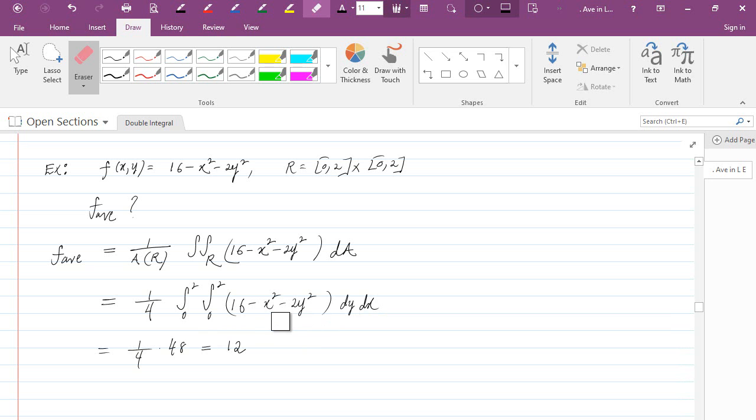So the inner integral here is with respect to y, and once we compute this inner integral, we are going to get a function of x only, and then we have to integrate that with respect to x from 0 to 2. And so if we do that, we're going to get 48. So we get 48 divided by 4, which is 12. I'm not showing the steps for evaluating this iterated integral because we have done this previously.